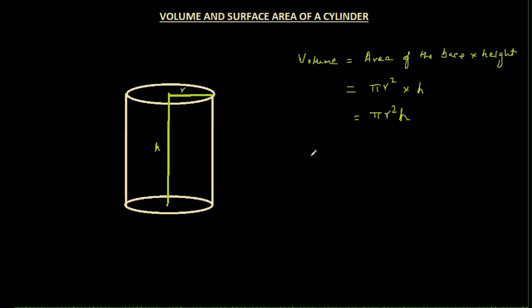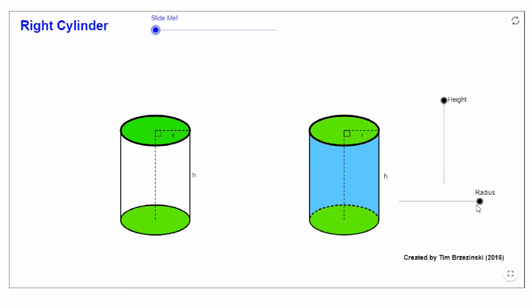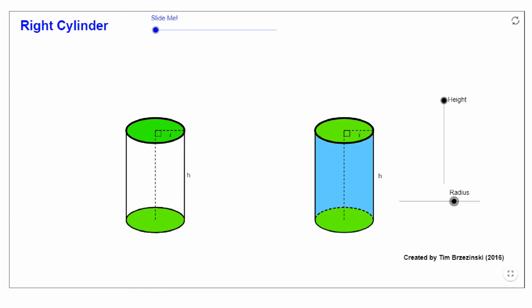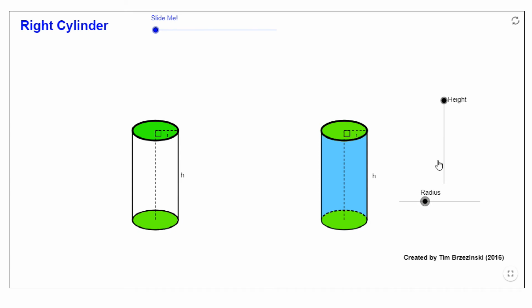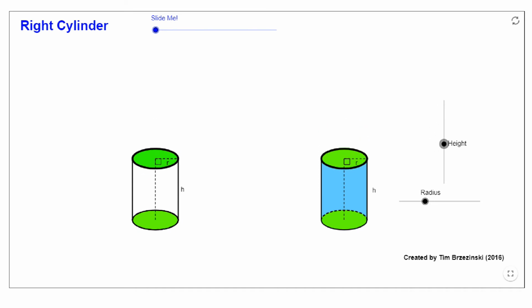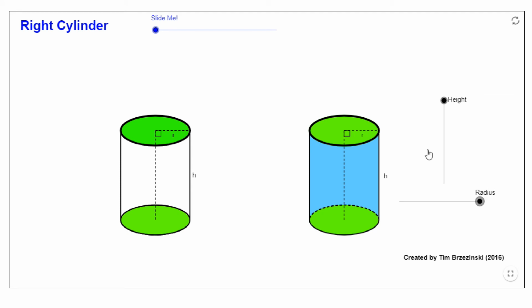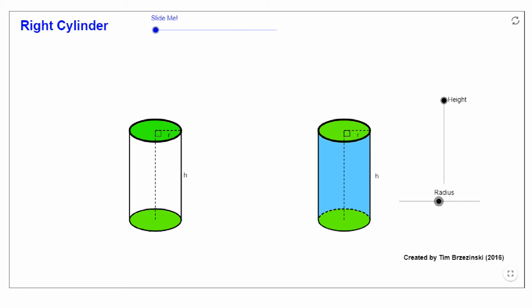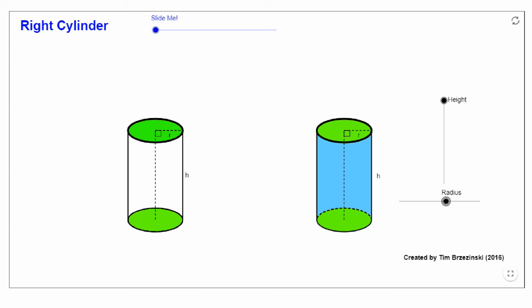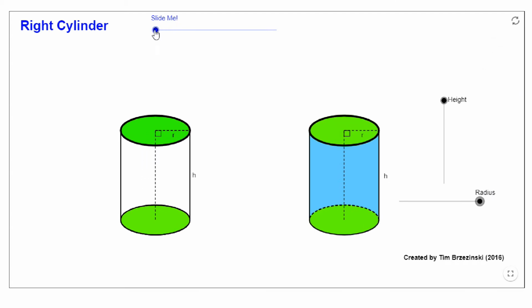Now to understand the surface area of a cylinder, we just need to understand what a cylinder looks like when we open it up, or what is the net of a cylinder. So let me show you this. Now what you see here is a right circular cylinder, and we call it a right circular cylinder because, as you see in the figure on the right, the height and the radius of the circle form a perfect 90-degree angle. Now this is a really wonderful animation that I found, and it shows you two cylinders. You can always adjust the radius and the height of the cylinder. So I can reduce the radius, I can increase the radius, I can reduce the height, I can increase the height.